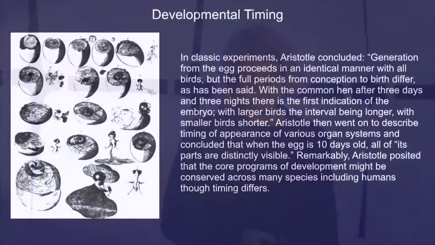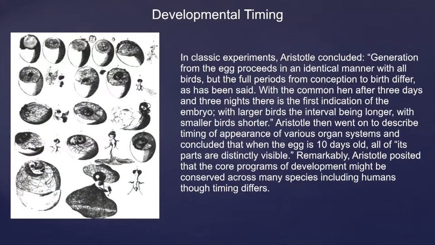So on the first slide, what you see is a historic set of experiments that were done by Aristotle in the 4th century BCE. Developmental timing is very important, and this is really one of the first images related to it. In classic experiments, Aristotle took chick embryos across the 21 days of development, and he dissected them each day. And he concluded that generation from the egg proceeds in an identical manner with all birds, but the full periods of timing between birds might differ.